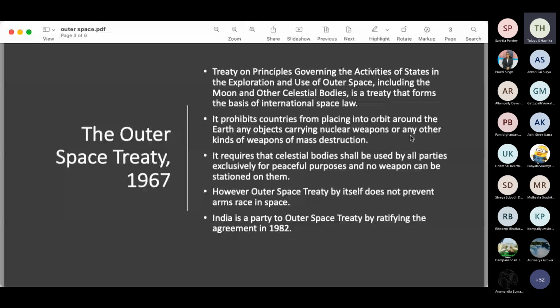Also, it requires that celestial bodies shall be used by all parties exclusively for peaceful purposes, and no weapon can be stationed on them. So, in order to prevent an arms race in space, they had to set up these ideologies or agreements before so many celestial bodies were sent to space. So, this was to regulate and encourage disarmament in outer space. India ratified this treaty under the agreement in 1982.